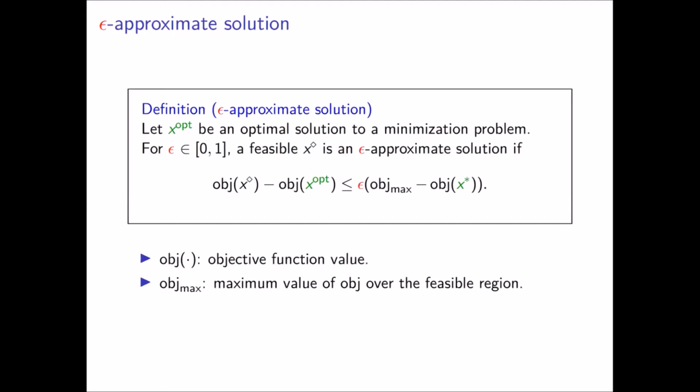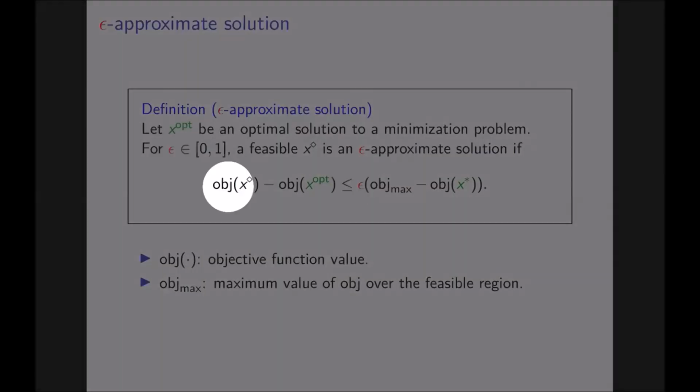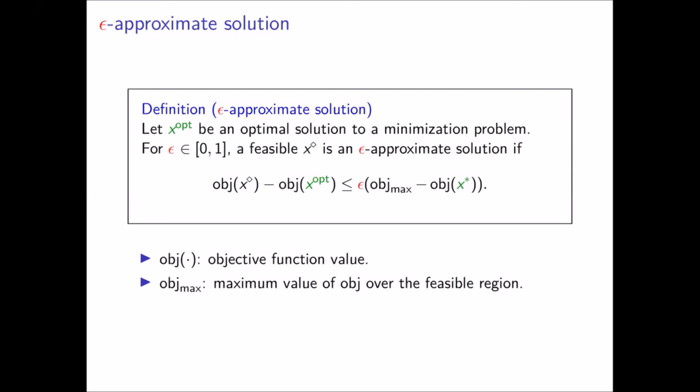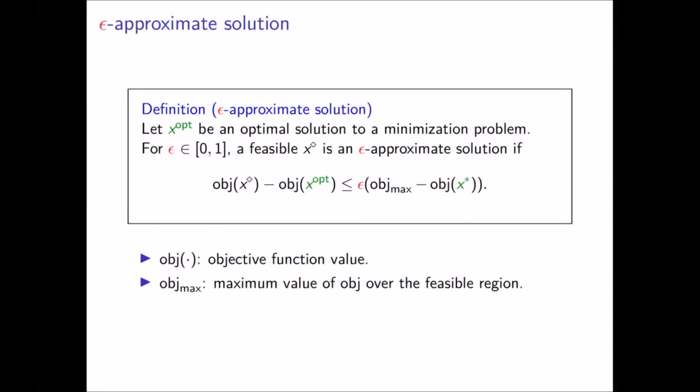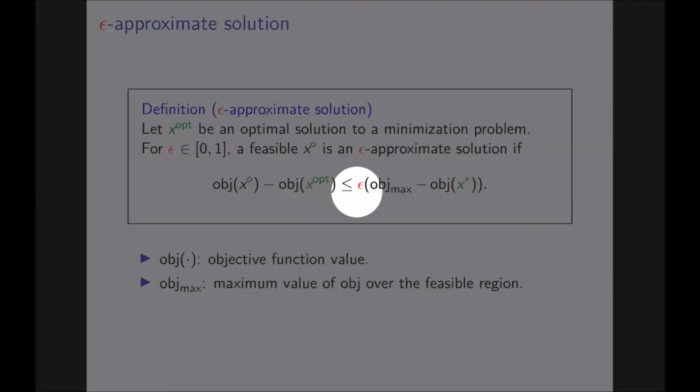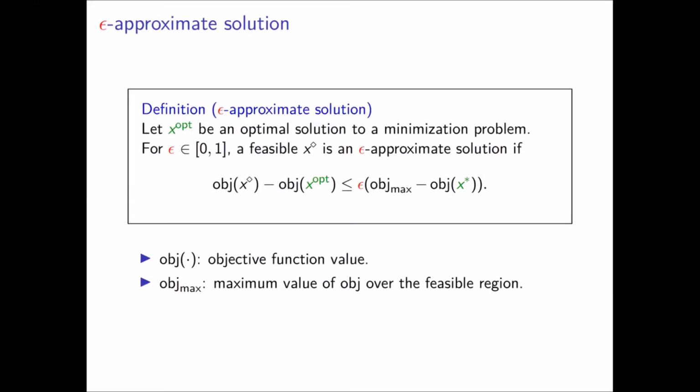Okay, so let's see the definition of epsilon approximate solution. We were saying that x opt is the vector that we assume is the optimal solution. Then, for any epsilon in (0, 1), we say that the point x diamond is an epsilon approximate solution if this inequality holds. Essentially, this inequality says that the difference in objective between x diamond and the true optimal solution x opt is at most epsilon times the full range of the objective function on the feasible region.